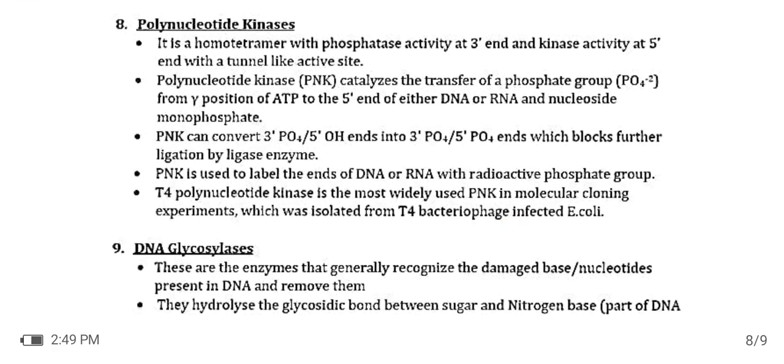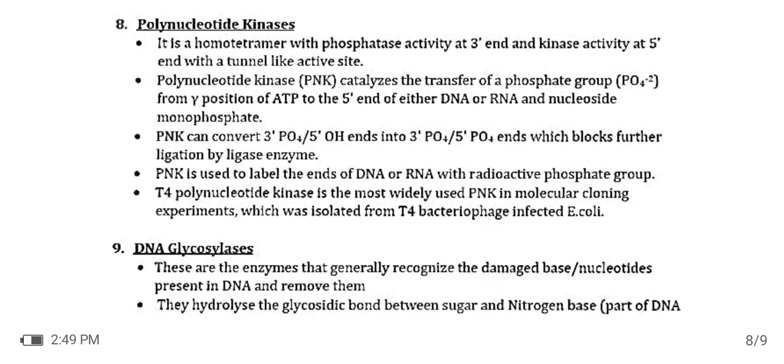Then polynucleotide kinase. This is a homotetramer with phosphatase activity at the 3' end and kinase activity at the 5' end, with a tunnel-like active site. Polynucleotide kinase catalyzes the transfer of a phosphate group from the gamma position of ATP to the 5' end of either DNA or RNA and nucleotide monophosphate.